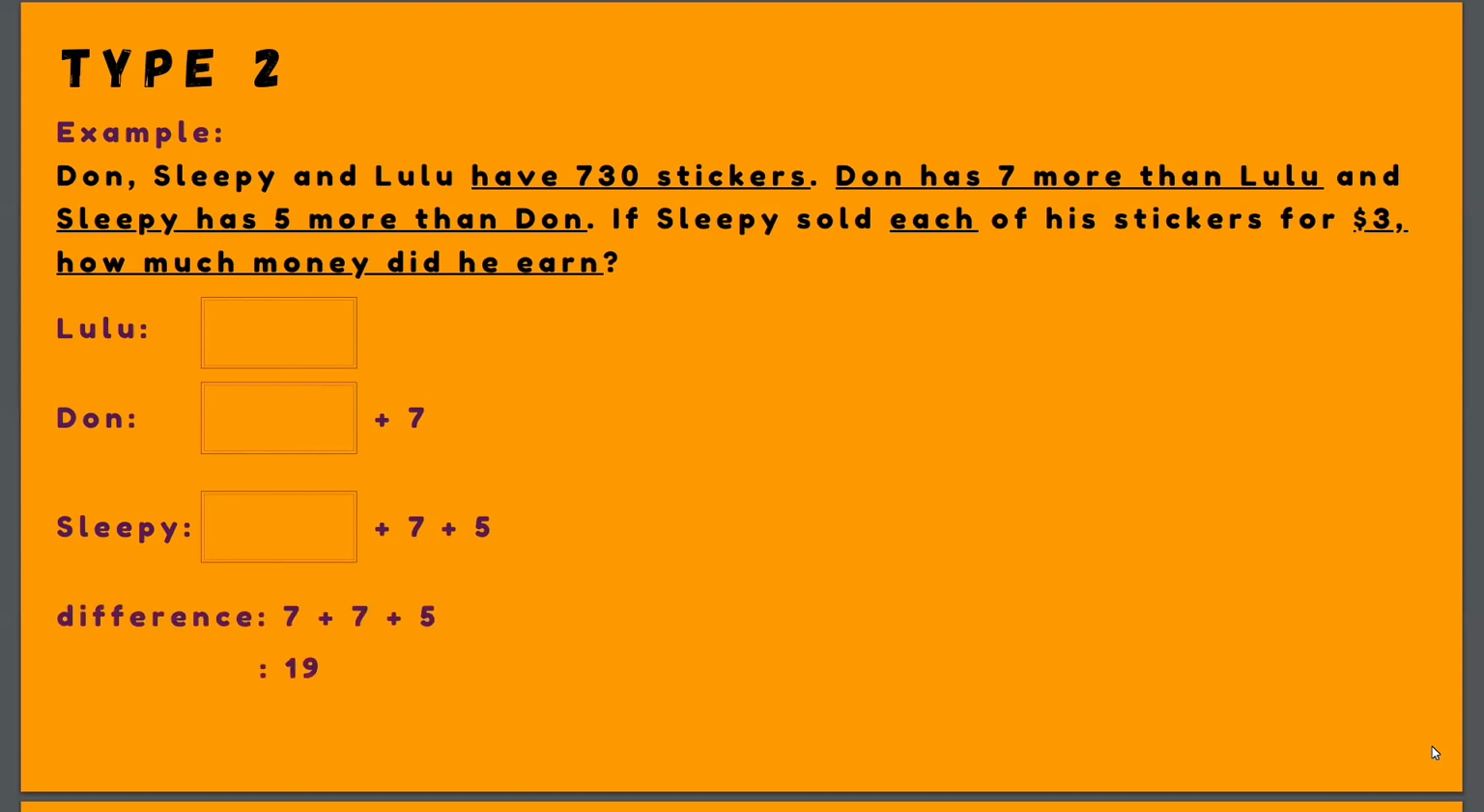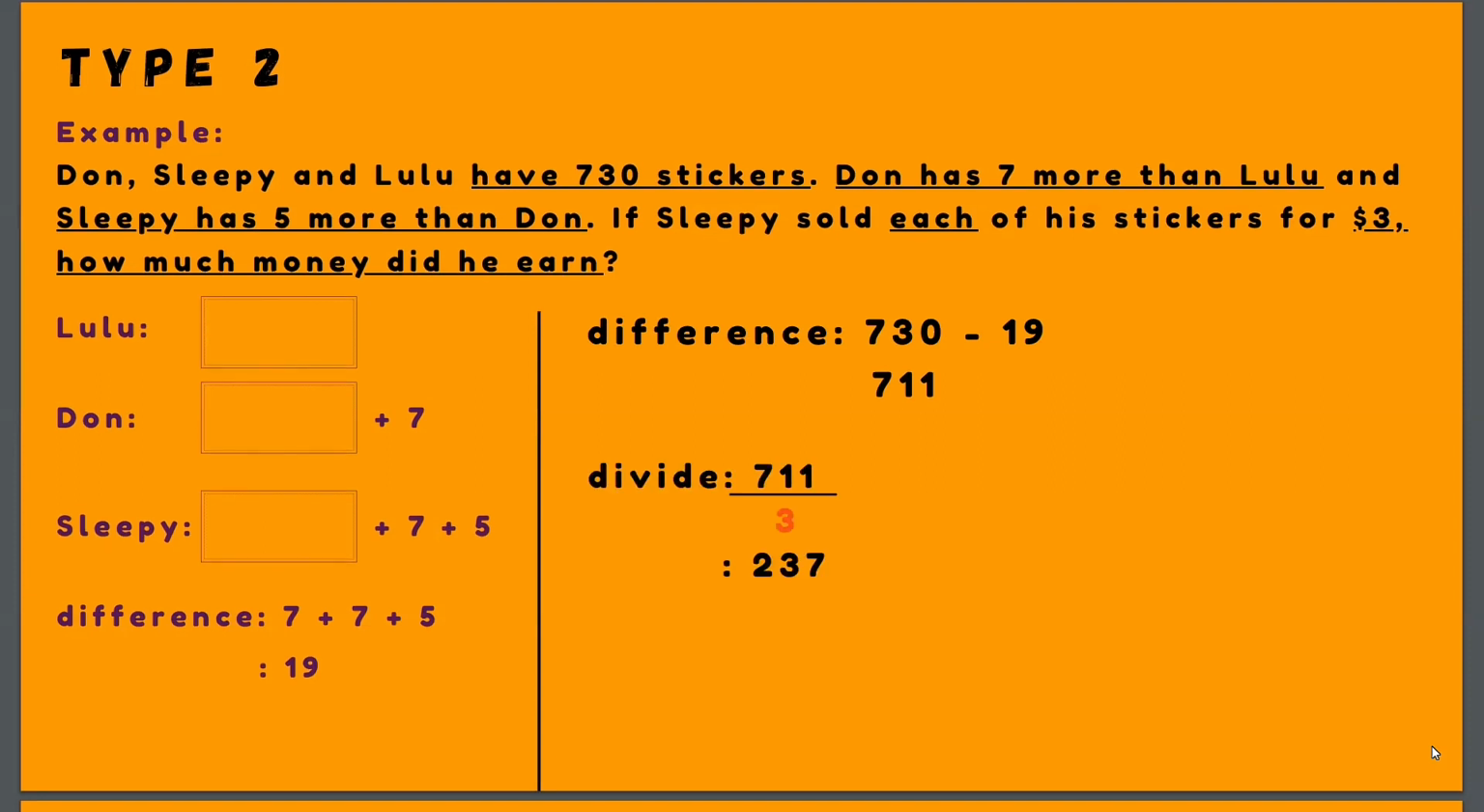Now, in the previous example, they told us what the difference was. In this one, we need to find out what that difference is before we can subtract it. Now, we have an extra portion of 7, 7, and 5. So the extra portion that we must subtract would be 19. So we subtract the difference. The total number of stickers is 730. We take away 19 stickers and we are left with 711 stickers.